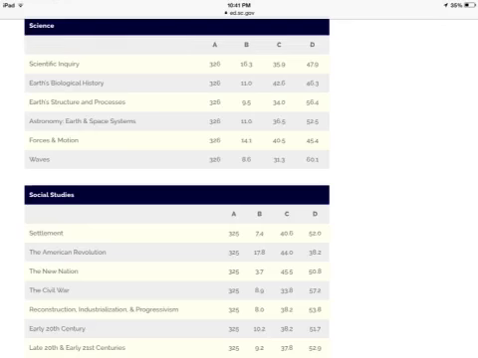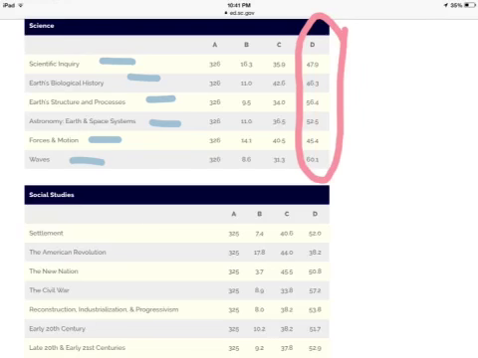As we move to 8th grade science and social studies, we'll first take a look at the identified areas for 8th grade science. Once again, we have scientific inquiry, Earth's biological history, Earth structures, astronomy, force and motion, and waves. Once again, focusing on column D, column D represents the students who demonstrated strengths in those particular areas.